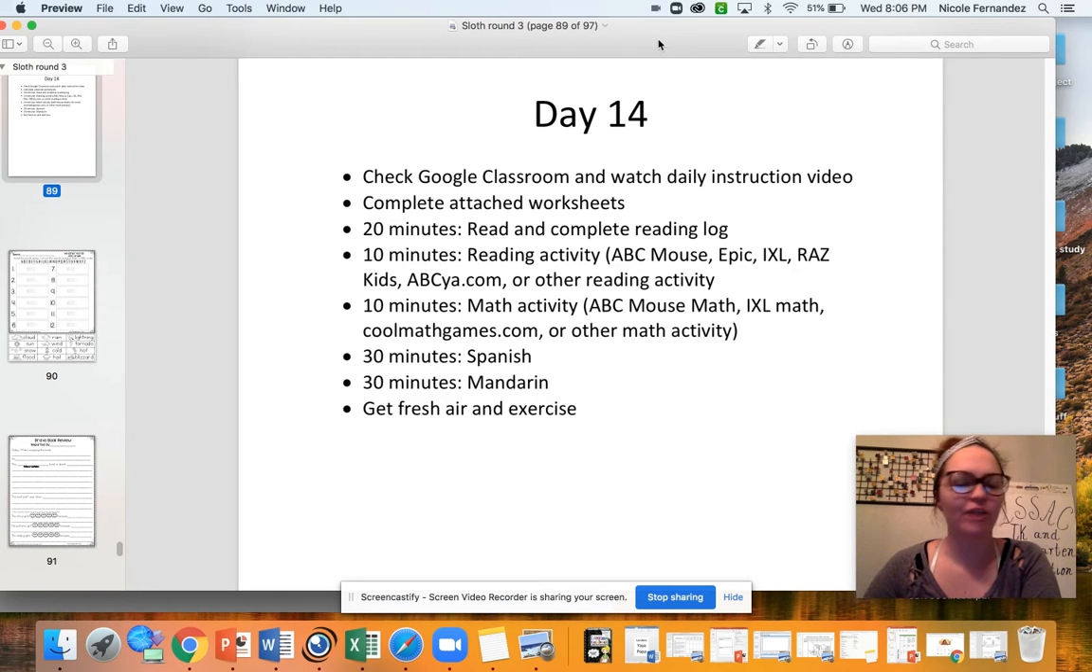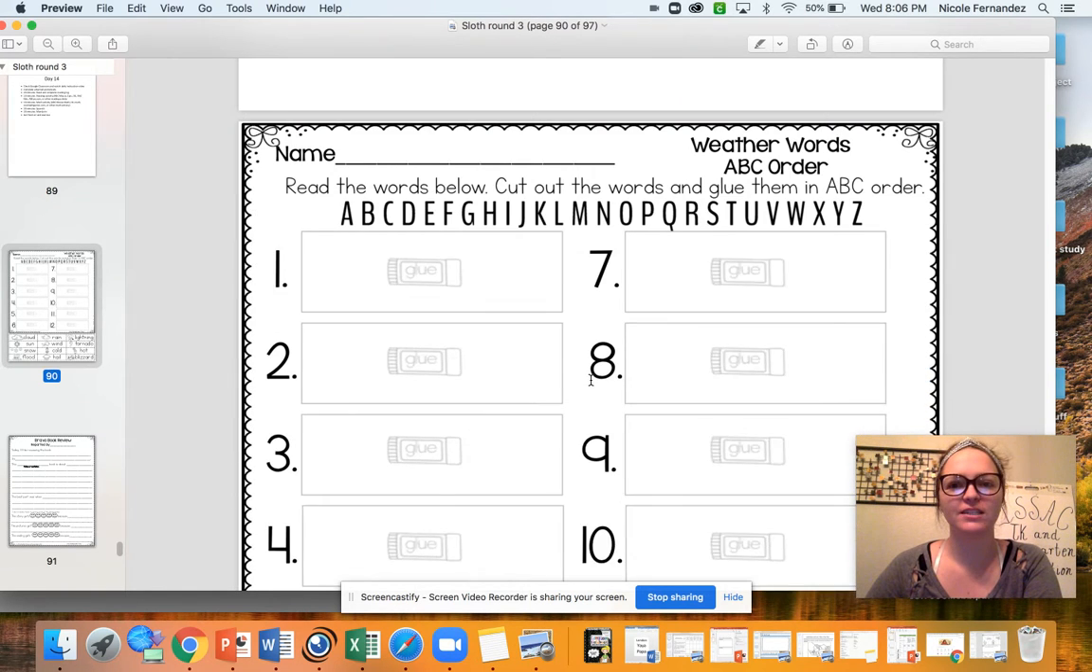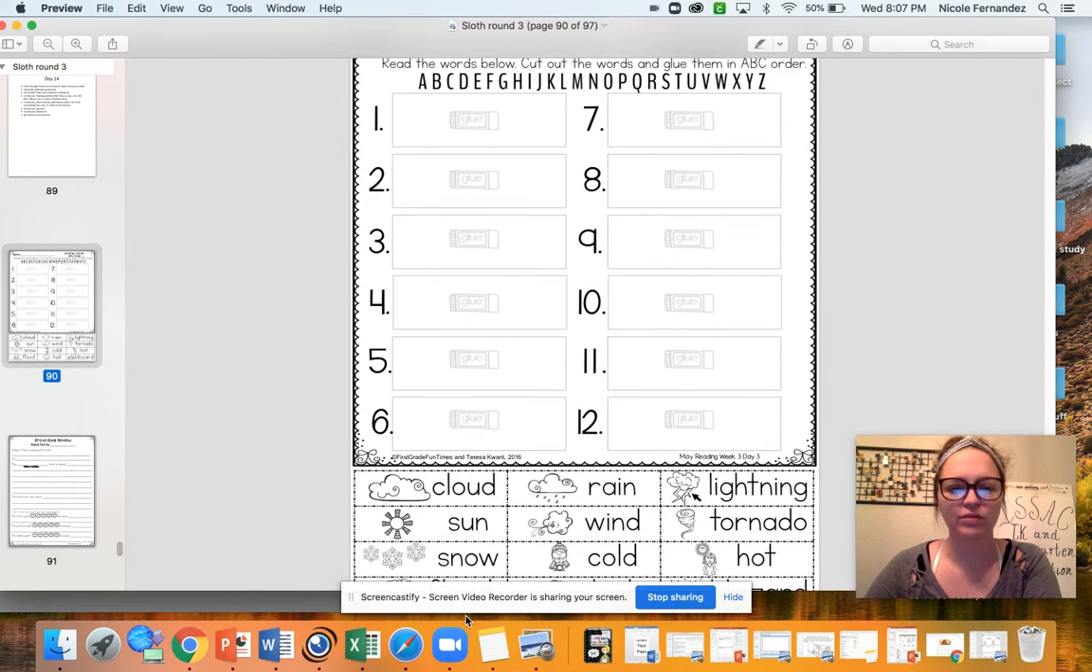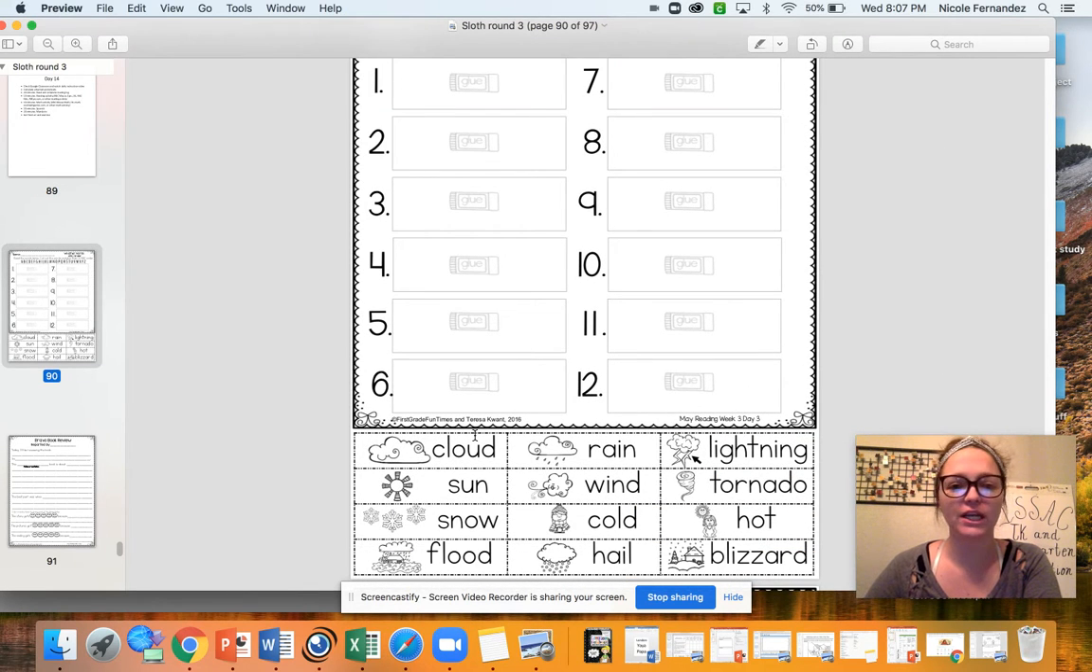You're going to be doing all of your usual routines, including getting some fresh air and exercise. For today, the first activity you have is some weather words ABC order. Okay, so you're going to read through these words below. Now you can either cut these out and glue them, or you can rewrite them in alphabetical order.